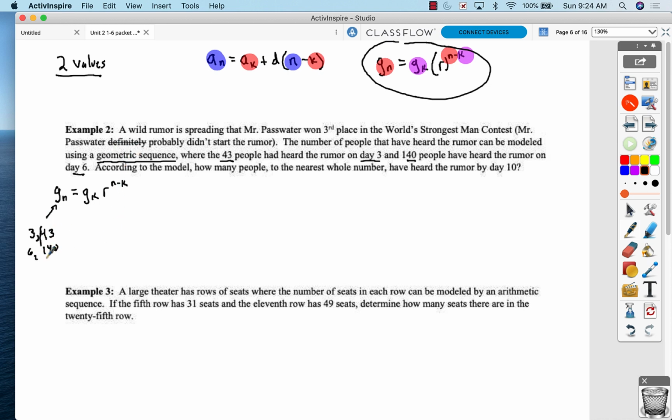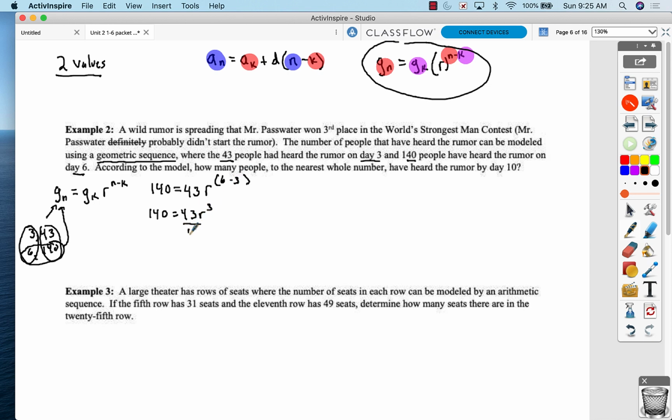So these are your outputs, these are your inputs. You always want to start with the further output to go into your g of n, or else you'll get a negative up here. So I'm going to do 140 equals, and the other output goes into g of k. That's 43. Then you have the r, which we don't know. Now the input for the 140 goes in for n, which was 6, and the input for the 43 was 3. So now we have 140 equals 43 times r to the third. 6 minus 3 is 3.